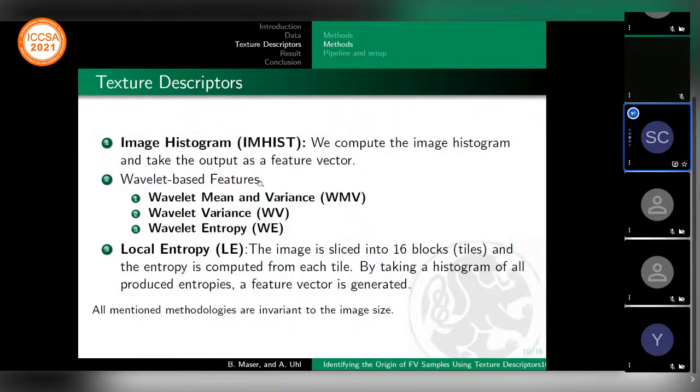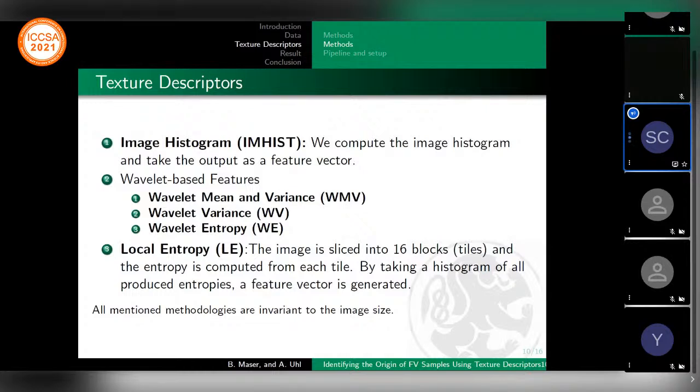Then we have 3 wavelet-based features. For this, we just use the discrete wavelet transform with 3 decomposition levels, and this builds subbands of the images. For the first wavelet-based feature, we extract the mean and the variance of each subband. For the second feature, we extract only the variance for each subband, and for the last one, we extract the entropy of each subband.